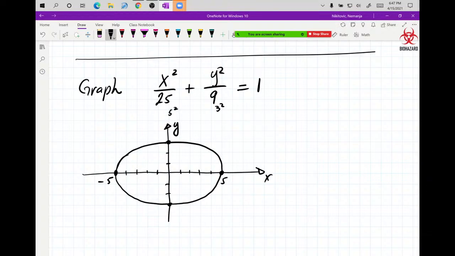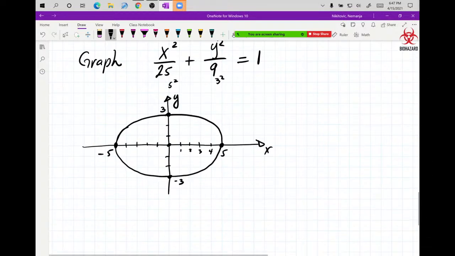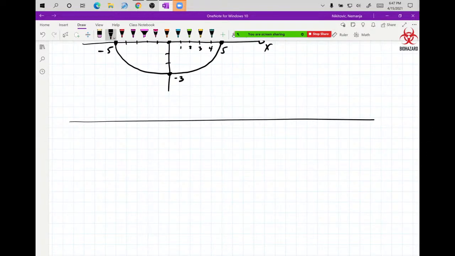Negative 5, 5. Negative 3, 3. So, there we go. Figure out what these values are, and then just go left and right. But hey, we want to move this thing around, right? We want to do the translations of an ellipse, meaning the center doesn't have to be at 0, 0.